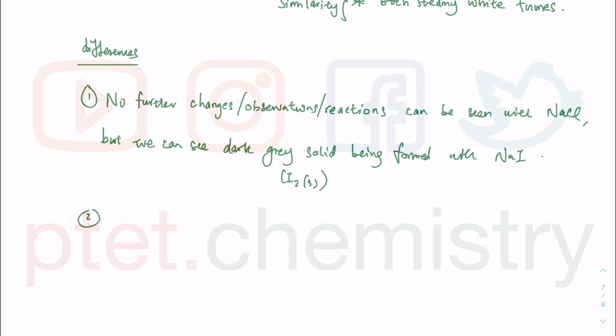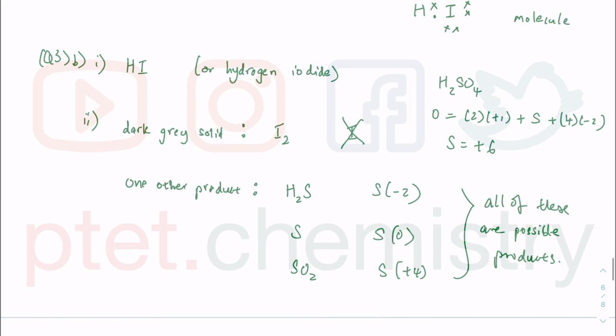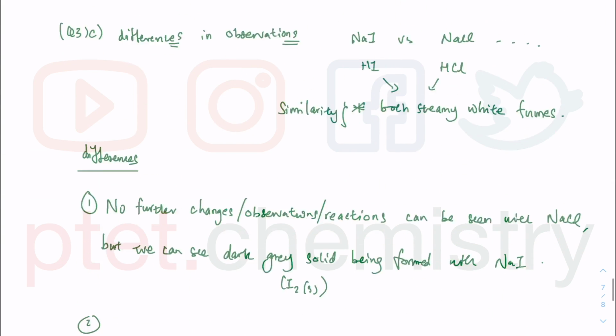What else could be seen in addition to the dark gray solid? This is basically a continuation of the previous question where we stated the exact products that we could get. This is a dark gray solid, but the other products can give us this suffocating gas, they can give us a yellow solid, and they can also give us a rotten egg smelling kind of gas.